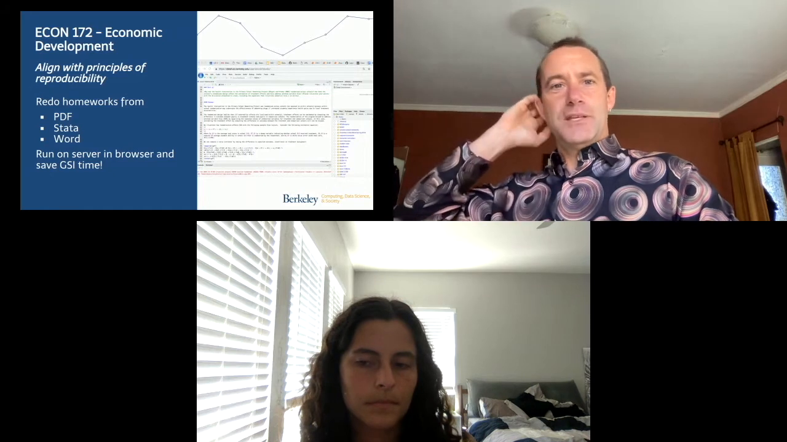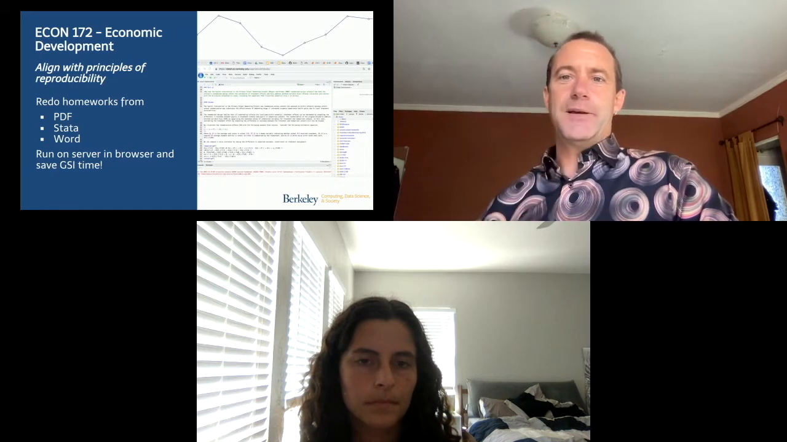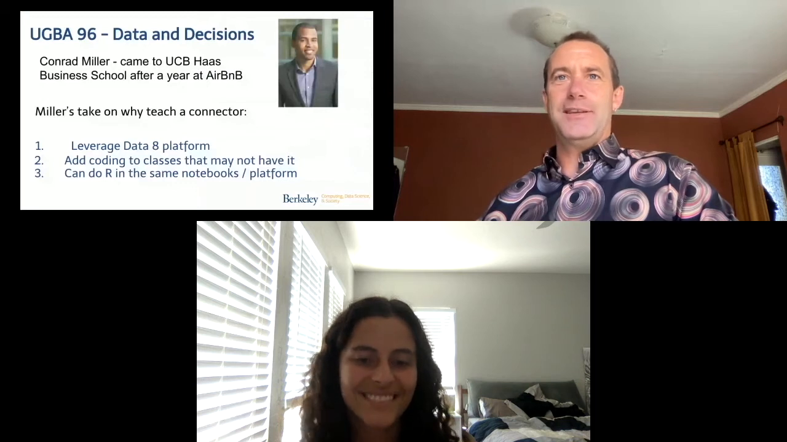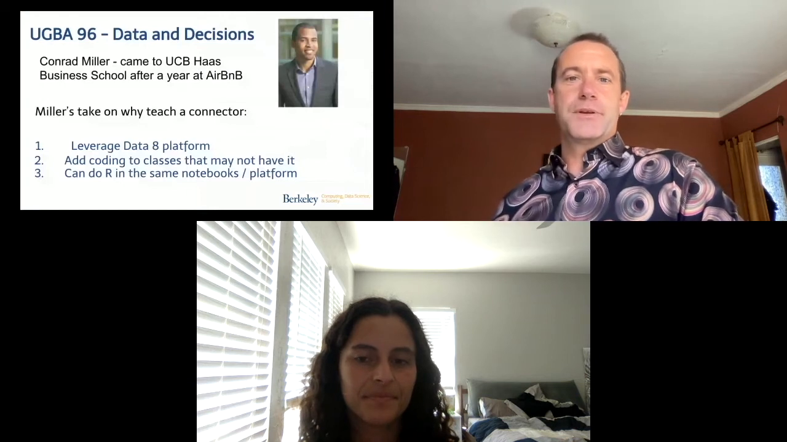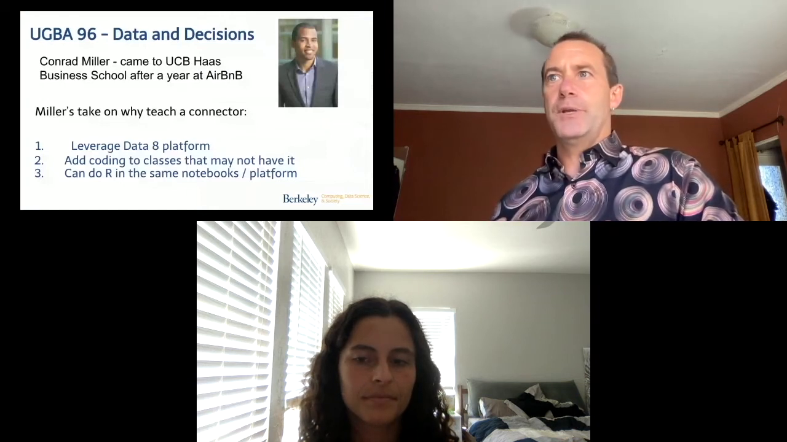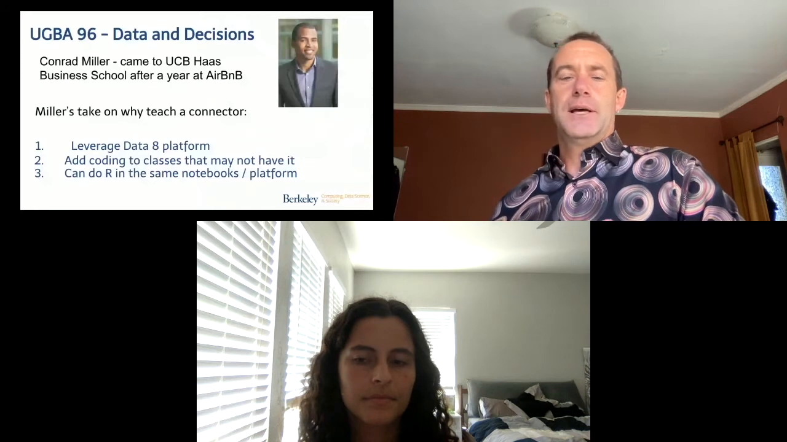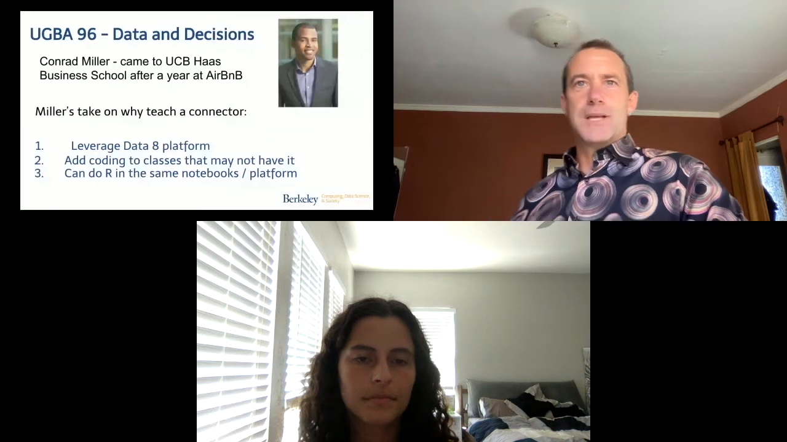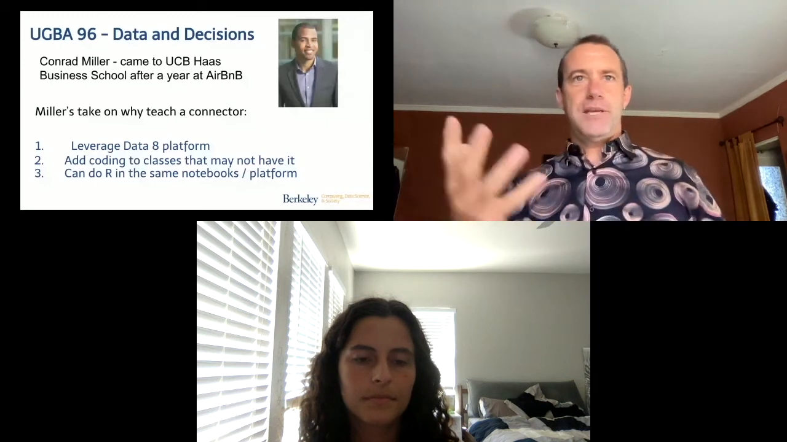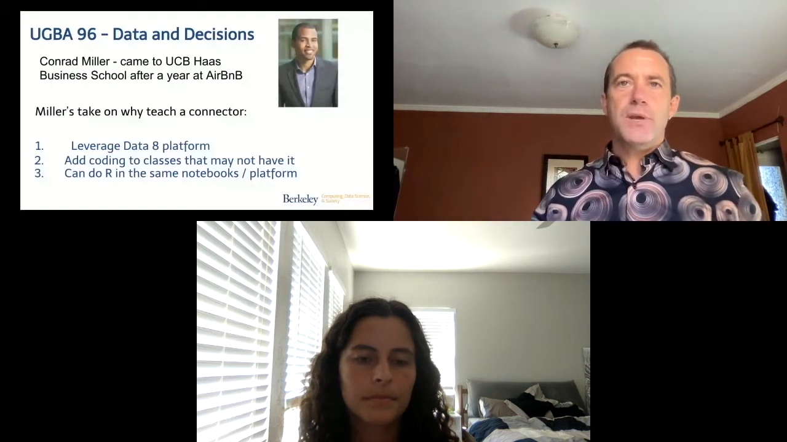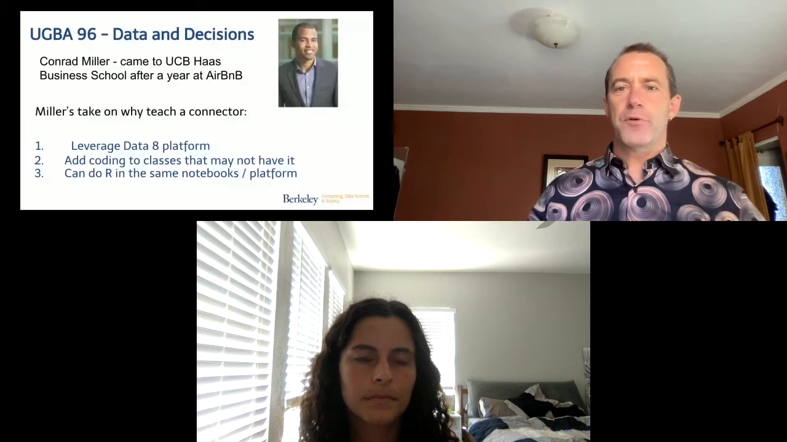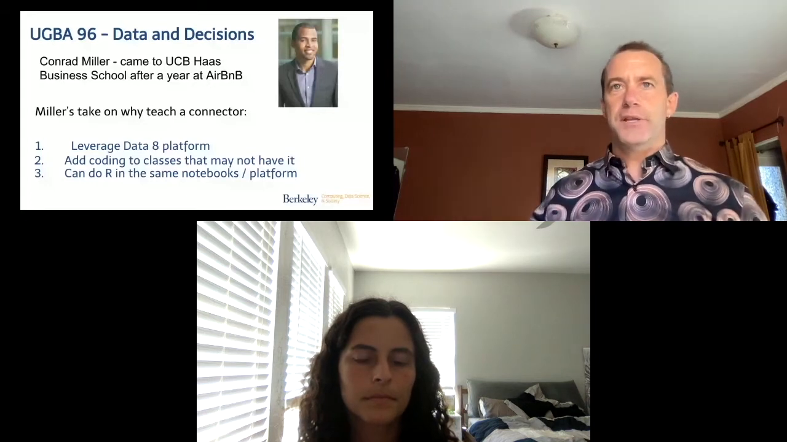Here's one more. This is UGBA 96. I think that's the one that Juliet's the connector assistant for. This is just a quote from Conrad Miller, who was a great young professor, working in Airbnb and then coming back to Haas. He wrote some great notebooks, and he was like, look, I got this great platform, the Data Hub platform's just there. I wouldn't have done coding in this class otherwise, but it's so easy with these notebooks and this platform. And you can use R or Python in the same platform. So that was really robust.